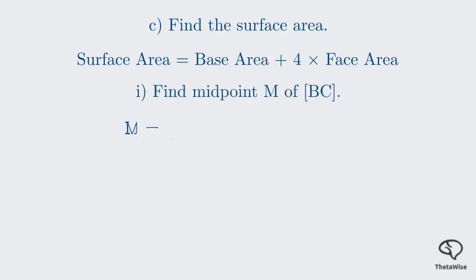Let's consider the face on side BC. The coordinates are B(4, 4, 0) and C(0, 4, 0). The length of the base BC is the difference in x-coordinates, which is 4 units. The midpoint M of the base BC is found by averaging the coordinates: (4 plus 0)/2, (4 plus 4)/2, (0 plus 0)/2, giving us (2, 4, 0).